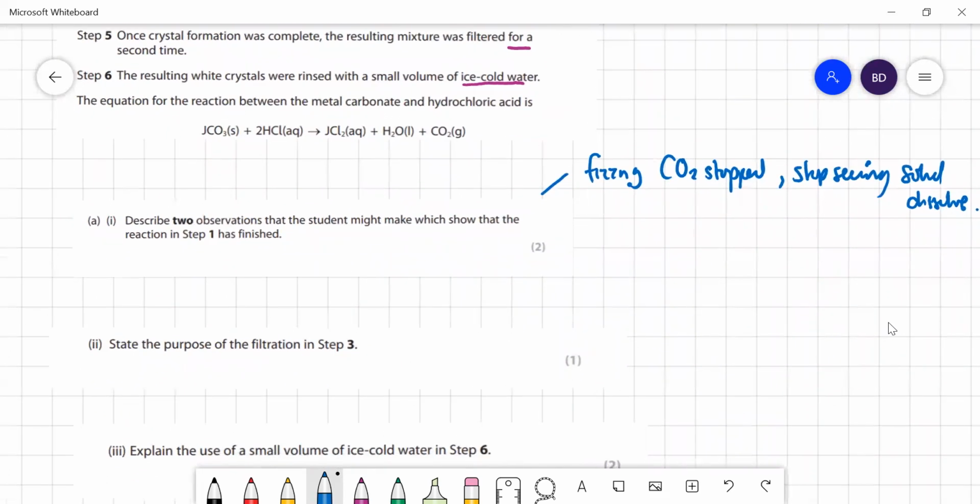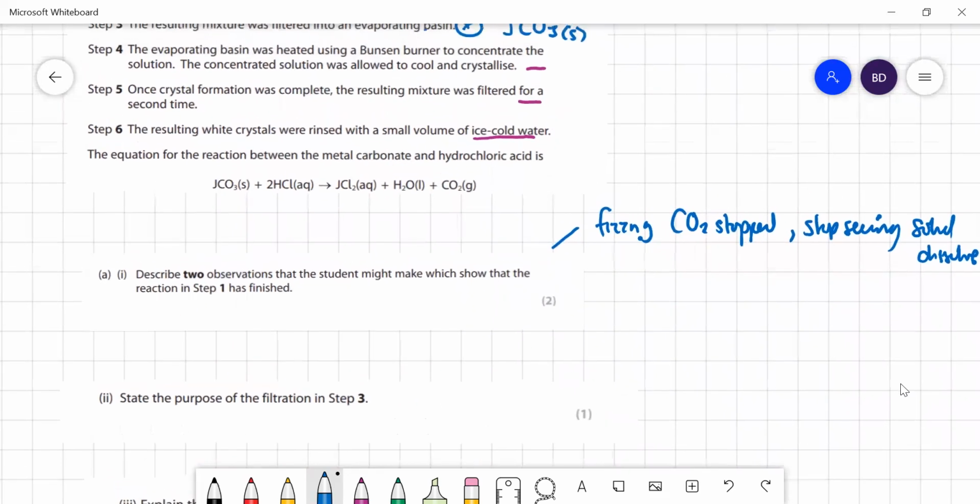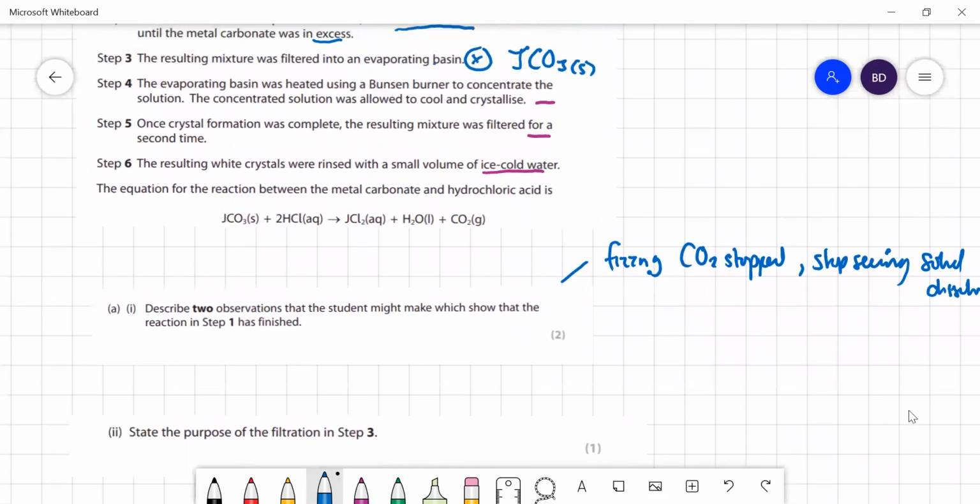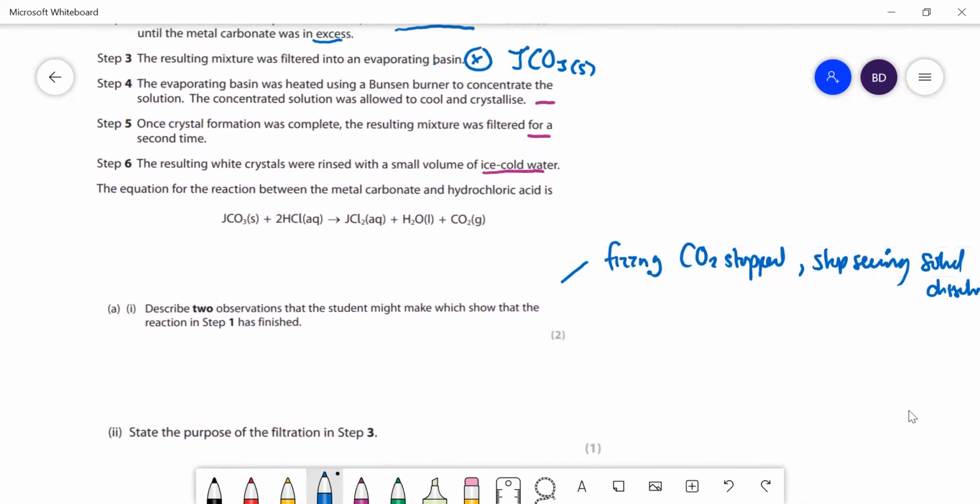Right, why do you give it a wash in a small volume of ice cold water in step 6? Okay, that would be, well, you're adding JCO3 and you're adding HCl to that, aren't you? So it's to get rid of any HCl that's left over there. That would be the point of that.